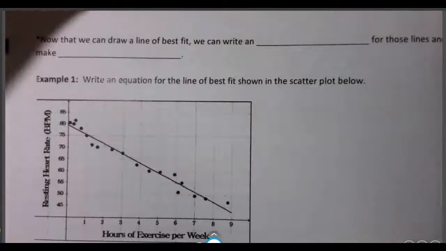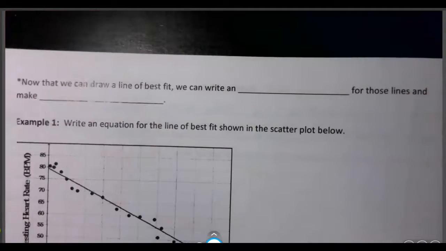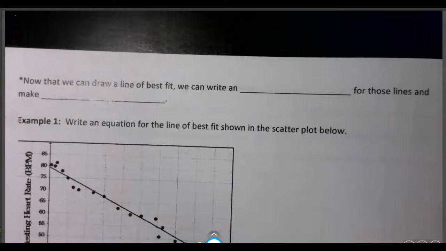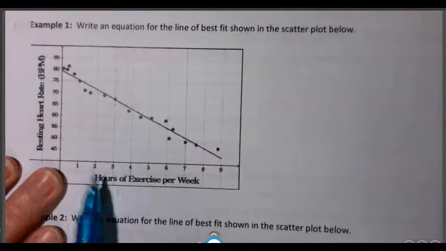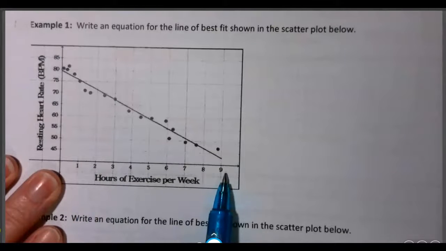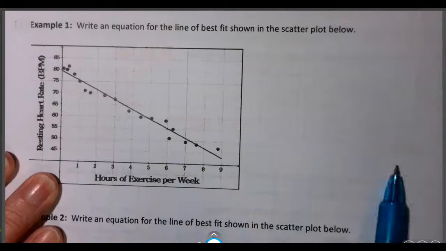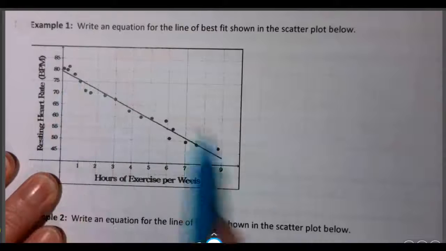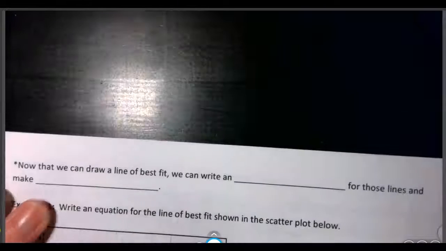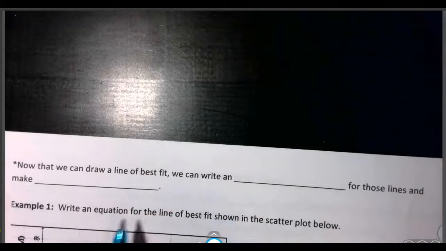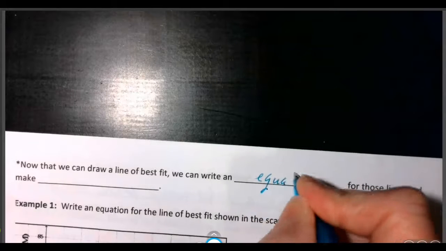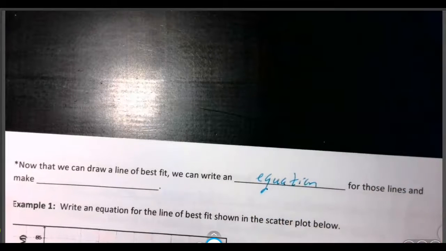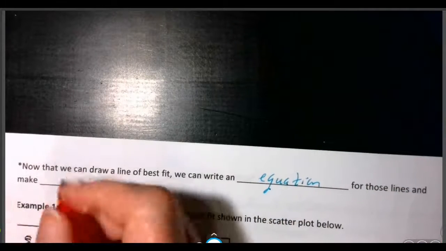Now, what are we going to use this for? Like I said, we're going to use this for predictions. So if we can come up with the data and write an equation, then we can make a prediction. Because our scatter plots don't, now even look at this one. We only go up to 9 hours of exercise. So what if I did 12 hours of exercise? What would it be? So we're going to make predictions. So what we're going to do here, now that we can draw a line of best fit, we can write an equation for those lines, and then we can make predictions.